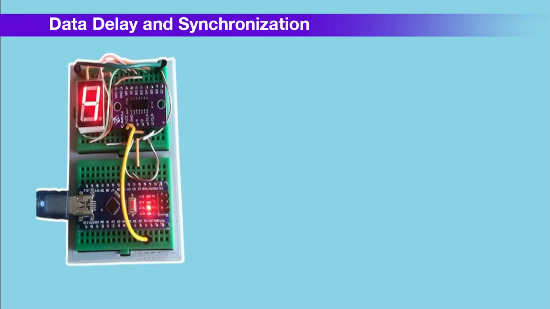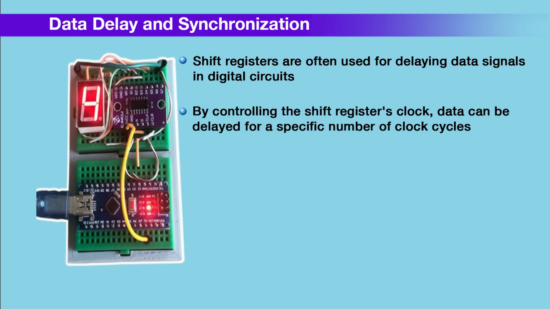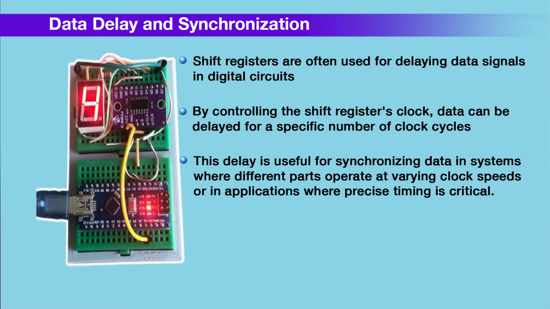The second application is data delay and synchronization. Shift registers are often used to delay data signals in digital circuits. By controlling the shift register, clocked data can be delayed for a specific number of clock cycles. This delay is useful for synchronizing data in systems where different parts operate at varying clock speeds, or in applications where precise timing is critical.